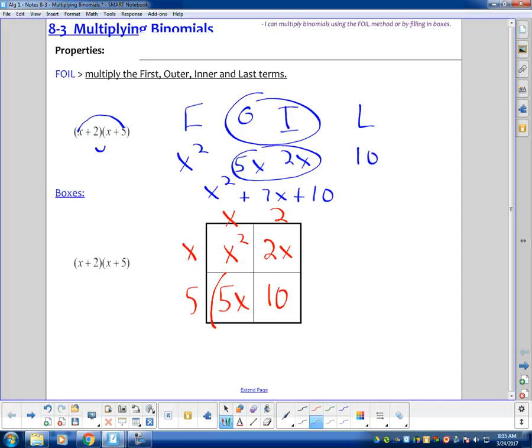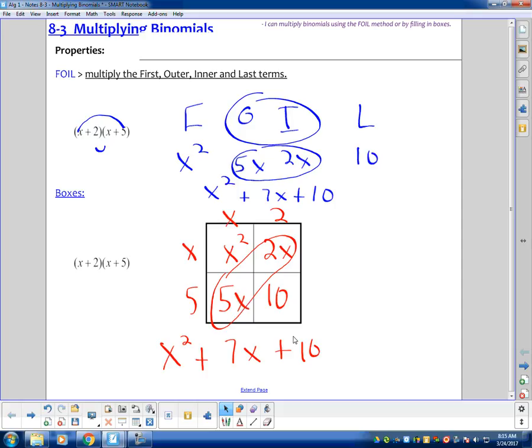What you'll notice is that, once again, on this diagonal here, if you multiply a binomial times a binomial that's in the usual form that we'll see, you'll find that those two terms on the diagonal are like terms. So we have x squared plus, if you add the two like terms I circled, 7x plus 10. Same thing I got up here. So two different ways to do it.